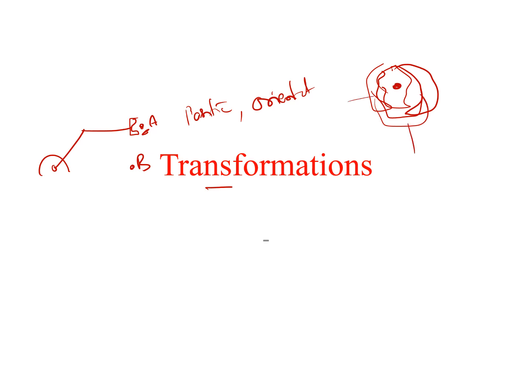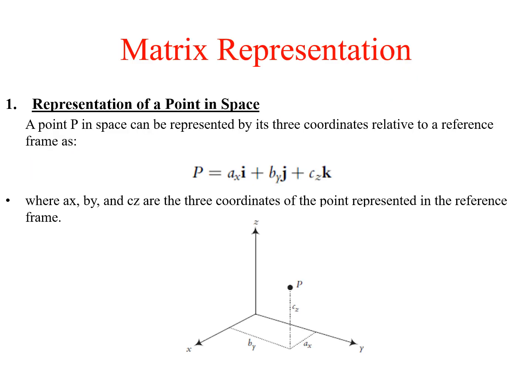So how do we give the orientation and position with respect to one frame? With respect to one reference frame, we need to say the position of this object is this, and the orientation of the object is this. For that, we need to know what a transformation is. So we are going to learn transformation here.